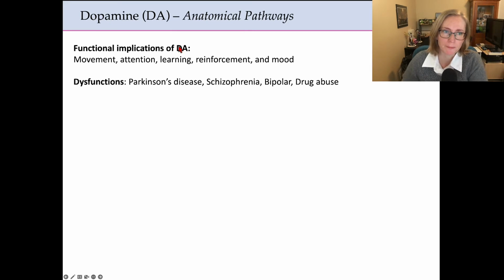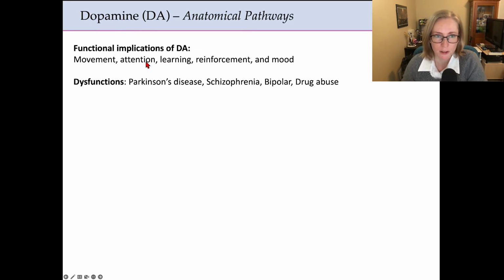Okay, so dopamine. First of all, functional implications. What does dopamine do? Very important for, of course, reinforcement and reward. When you get a dopamine rush for something, it means you're about to get a reward. You're expecting a reward. That's when you actually get the biggest dopamine release. Mood, improved motivation, learning as well, attention and learning.